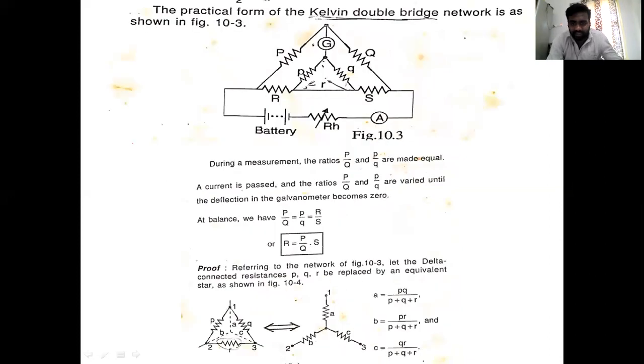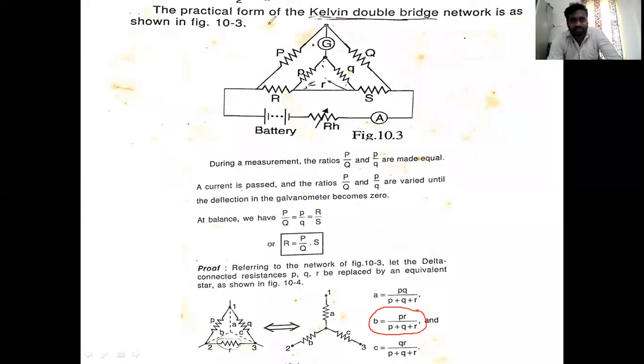what is the value of B? From our previous discussion of converting delta into star, what is the value of B? B is equal to P into R divided by P plus Q plus R.